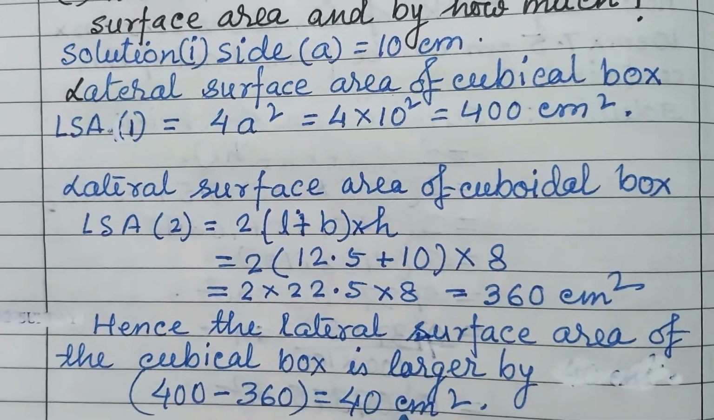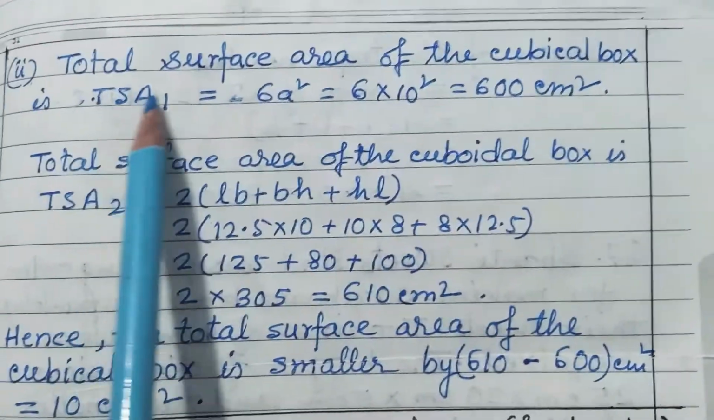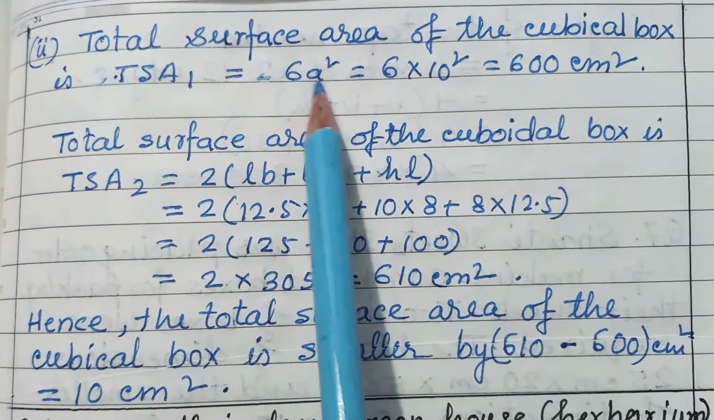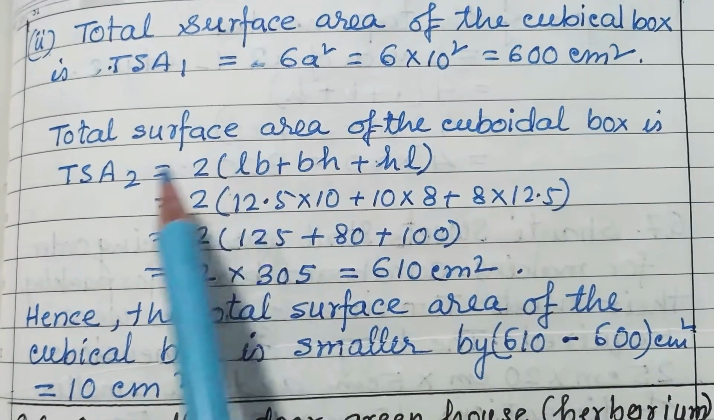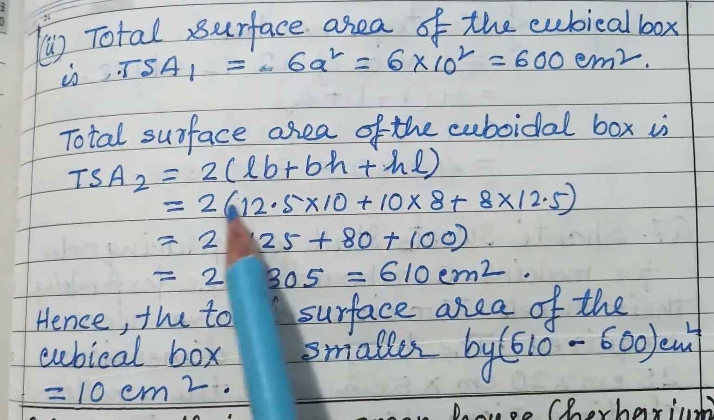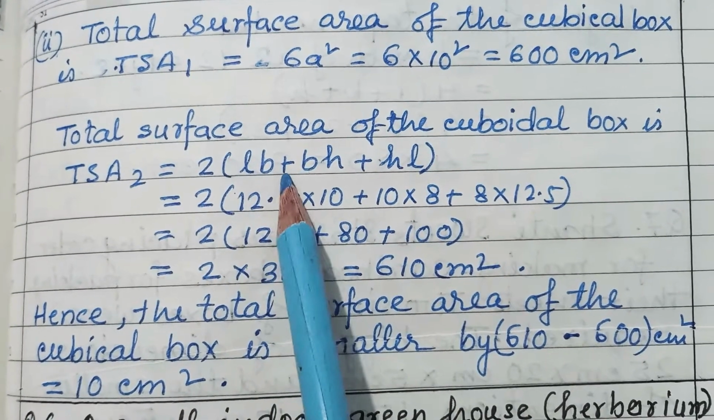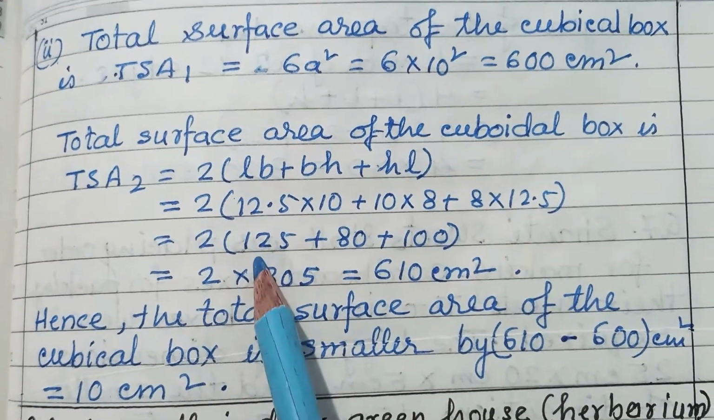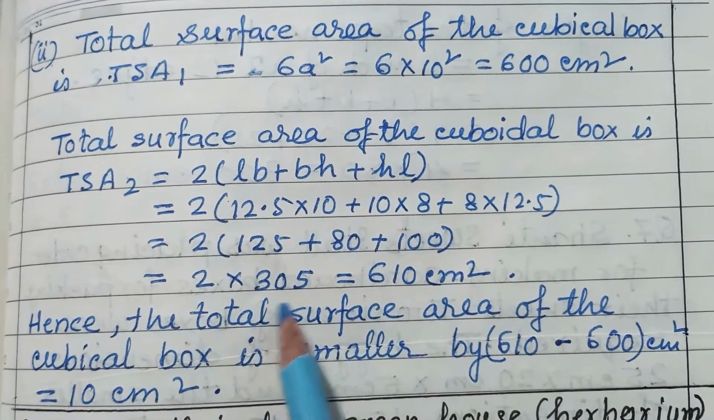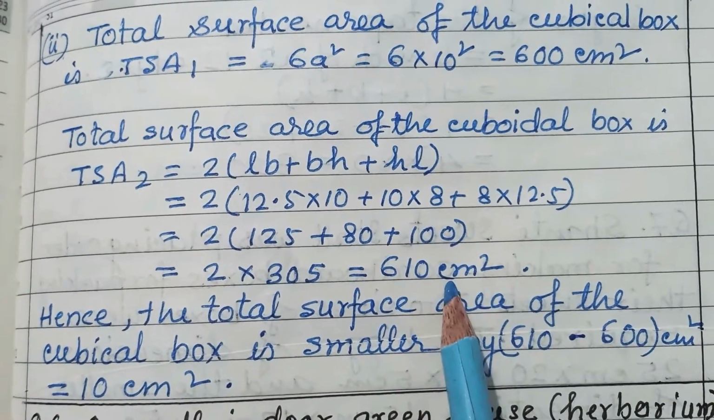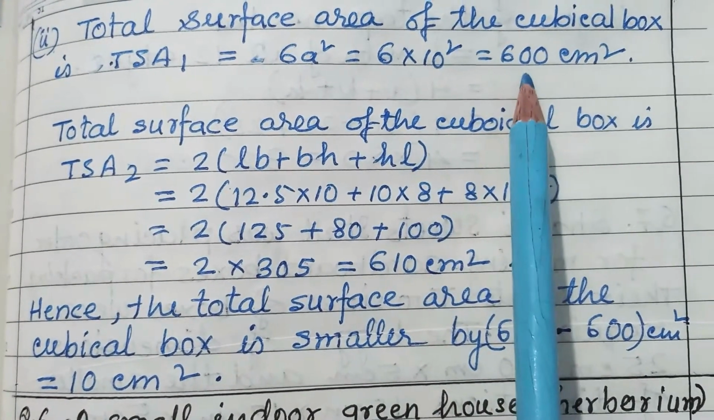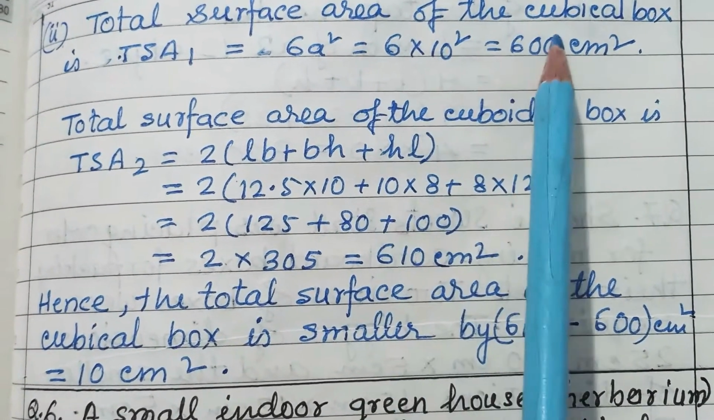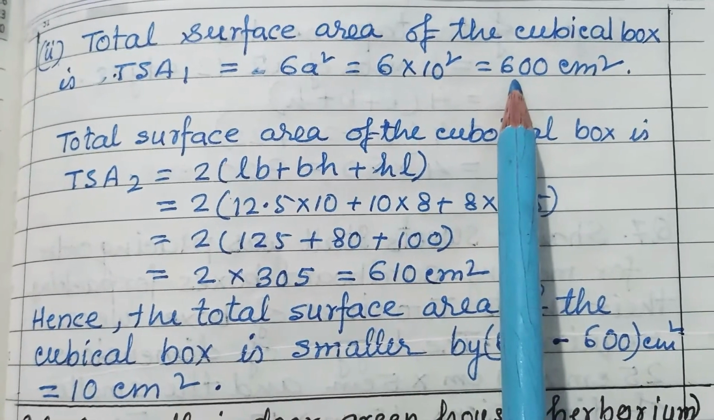Next part of this question. The total surface area of the cubical box is 6a square, and that is 600 centimeter square. The total surface area of the cuboidal box is again 2 into (length into breadth plus breadth into height plus height into length), that is 2 into (125 plus 80 plus 100), which comes to 610 centimeter square. So it is 600 and it is 610. Which is smaller? Again, the cubical box has the smaller total surface area.